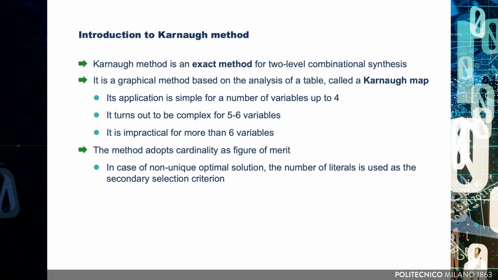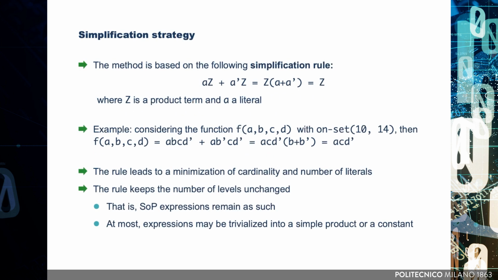The method uses cardinality as the cost criterion. If the optimal solution is not unique, it utilizes the number of literals as a secondary selection criterion. The simplification strategy of the method consists of applying a specific reduction rule derived from the properties of algebra.